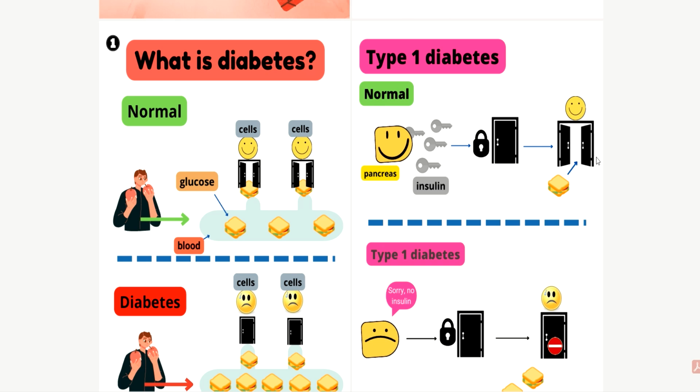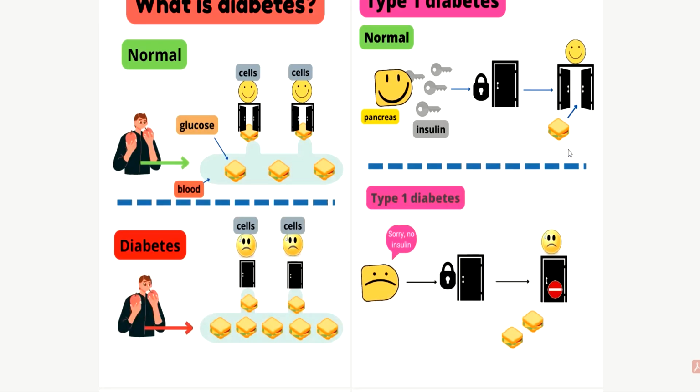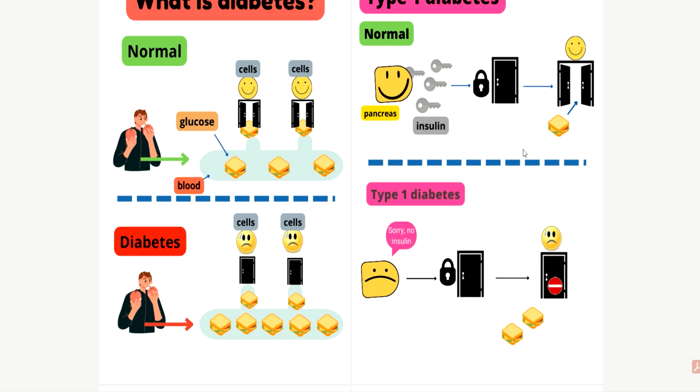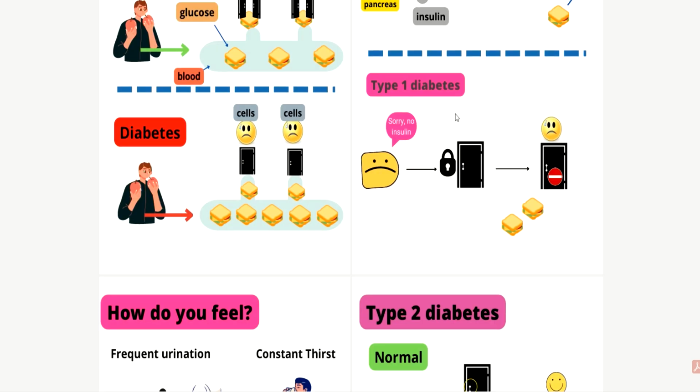So I then proceed to explain. The key opens up the lock to the door, and the sandwich can move in. So the cells have sugar or glucose. In the previous image I showed that the smiley face is the cells. I don't have to put the tag in again because it's already shown. But in type 1 diabetes, there's no insulin production, so the lock can't be opened, and the sugar can't move into the cell.